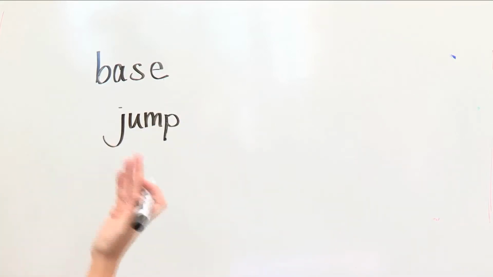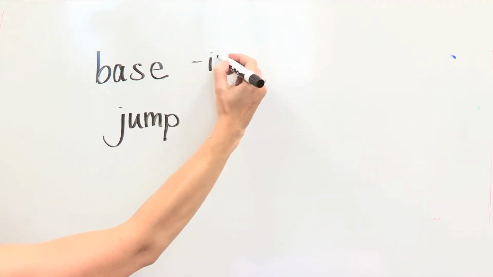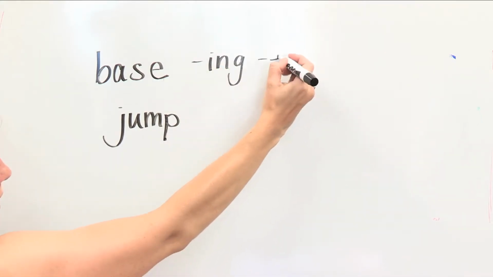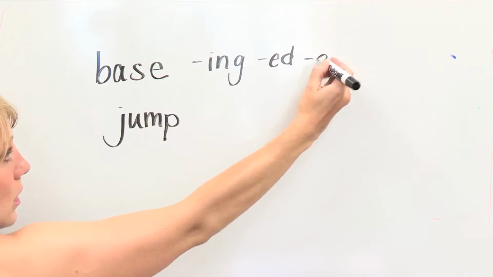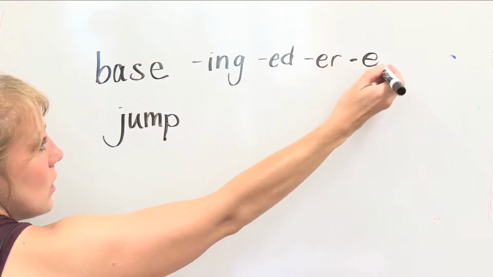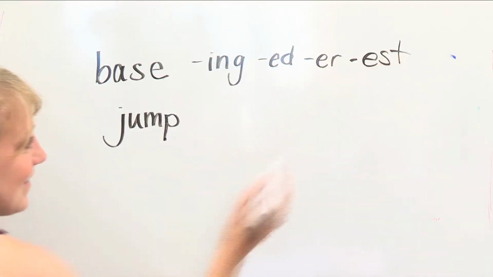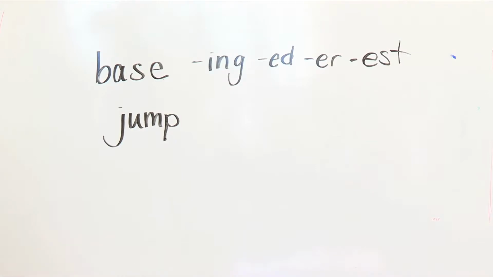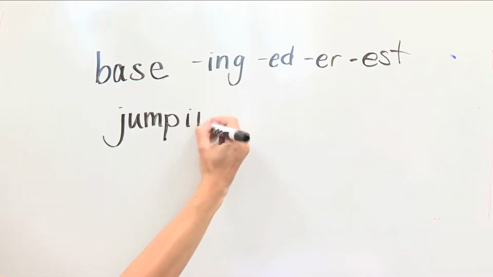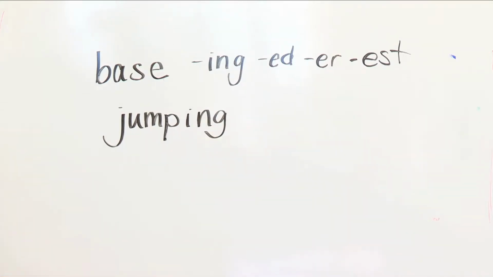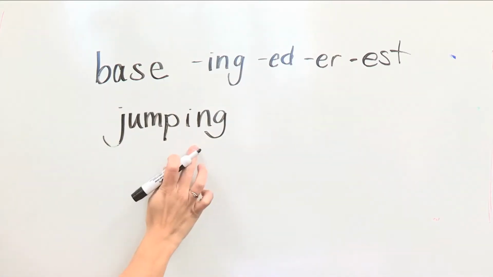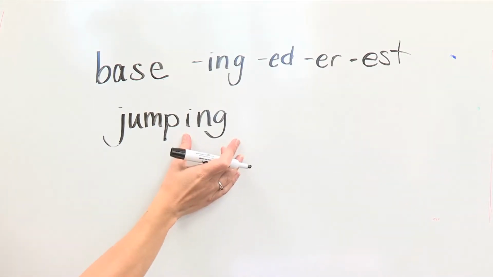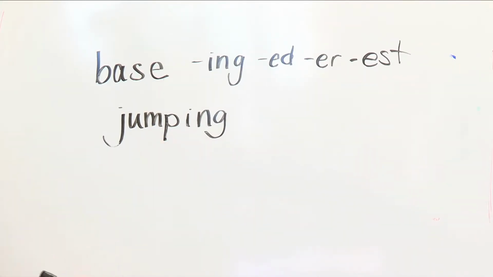Now, we already talked about plurals. Today we're going to talk about ing, ed, er, est. Okay. So jump, if I want to make it jumping, all I do is I just add the ing. Okay. I didn't change anything to the word jump. The only thing that changed was its meaning. When I added the ing, it said I'm jumping, I'm doing it right now.